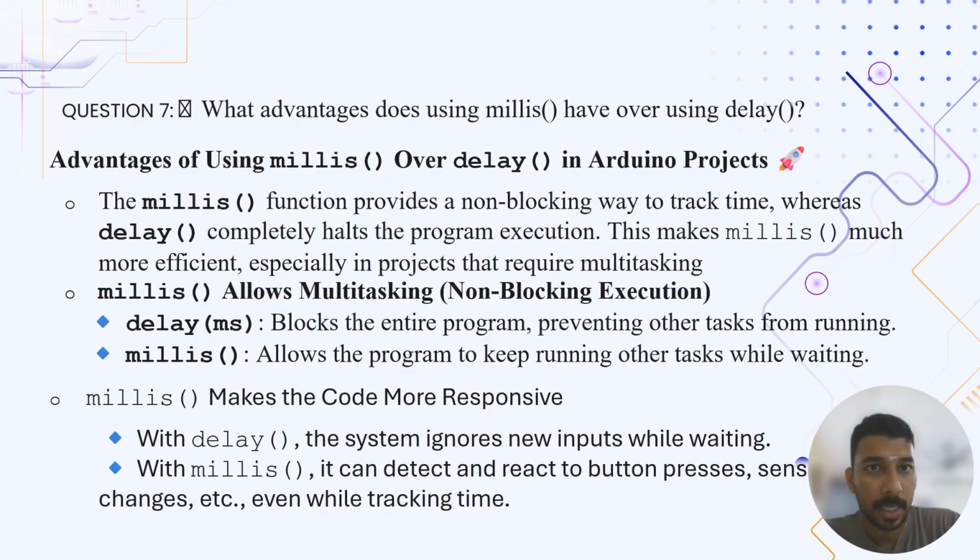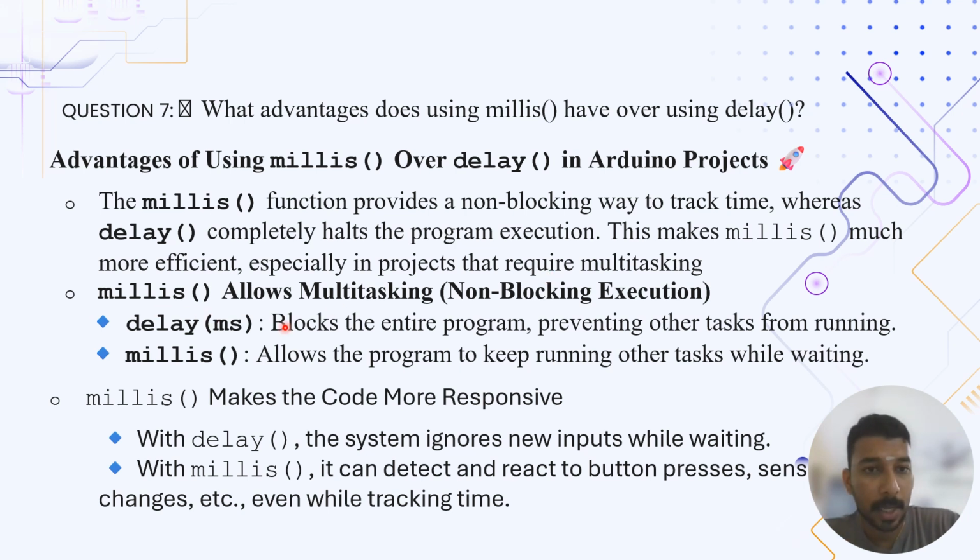Okay, number 7. What advantages does using millis have over using a delay in our coding? So the advantage of using millis over a delay in our project: the millis function provides a non-blocking way of tracking time, whereas delay completely halts the program execution. This makes millis much more efficient, especially in projects that require multitasking.